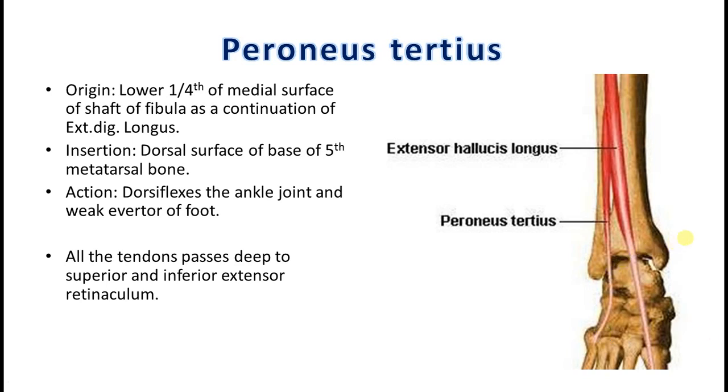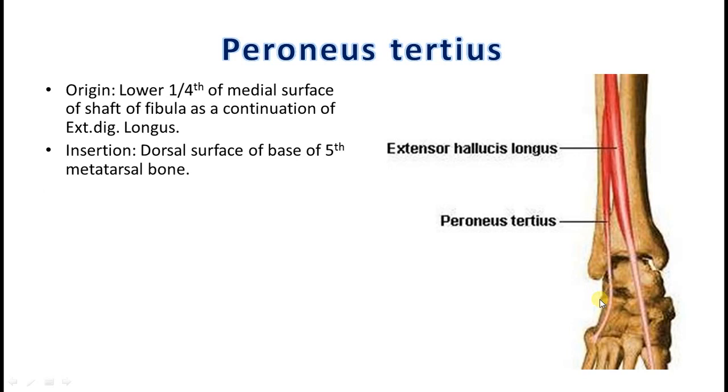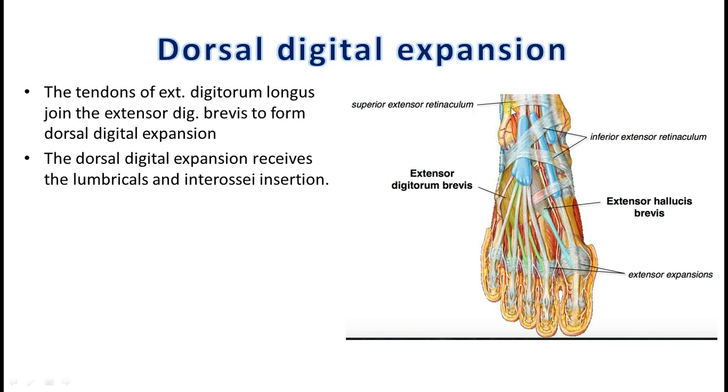All the tendons pass mainly deep to the superior extensor retinaculum and the inferior extensor retinaculum. In the previous slide you can see the superior extensor retinaculum and then the inferior extensor retinaculum. The tibialis anterior pierces, or you can say passes between the superficial and deep splitting of the superior extensor retinaculum, where the tibialis anterior has its own synovial sheath.